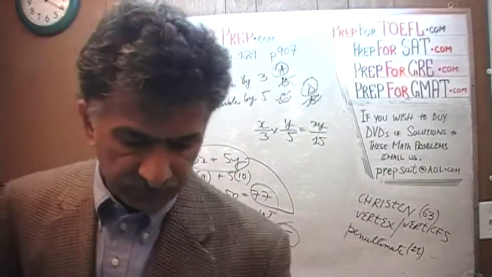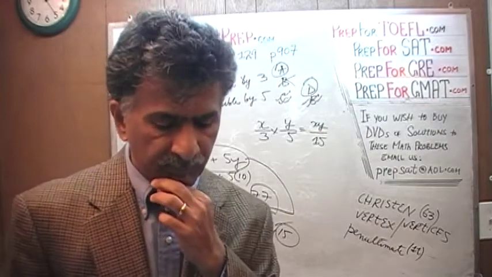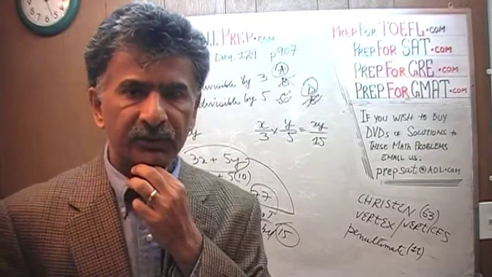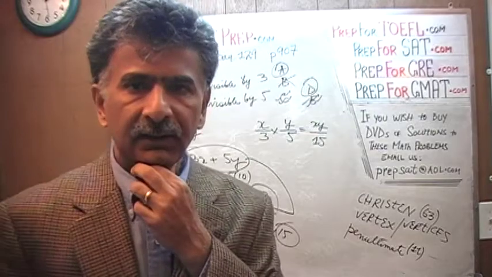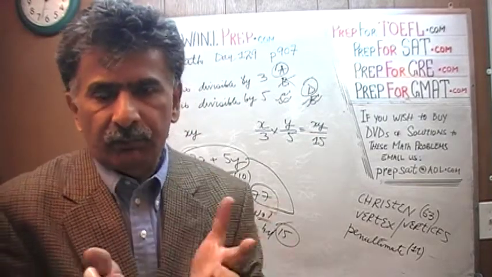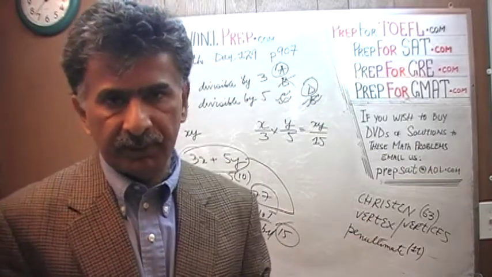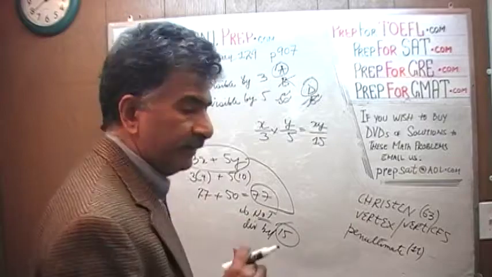And my gut feeling tells me that the answer is not going to be A, because A is too simple an answer. For number 15, A is too simple, because anybody can see that if one number is divisible by 3 and the other number is divisible by 5, then of course their product is going to be divisible by 15. Big deal. There's got to be something more than that. So my gut feeling is that the answer is D.